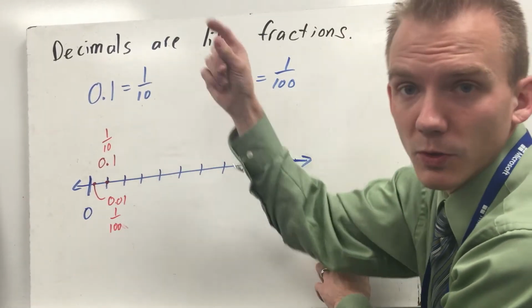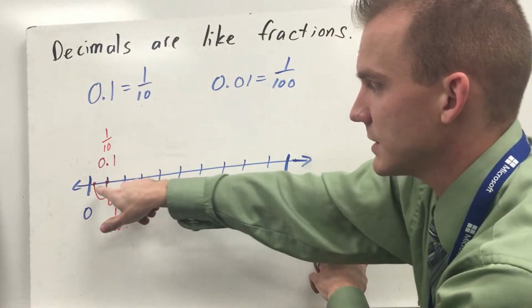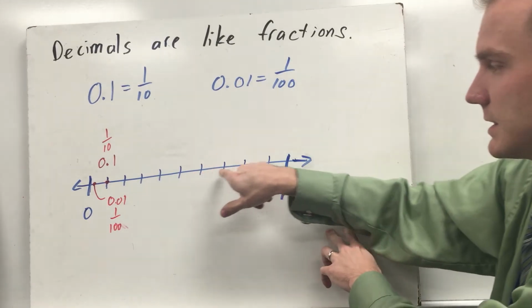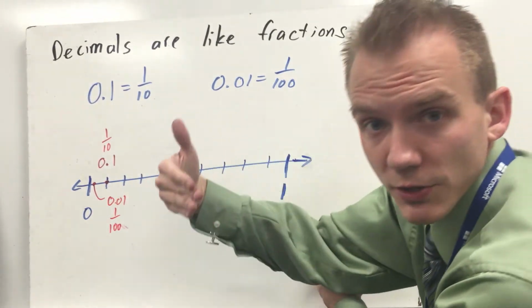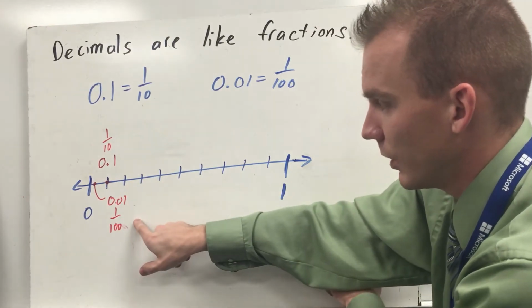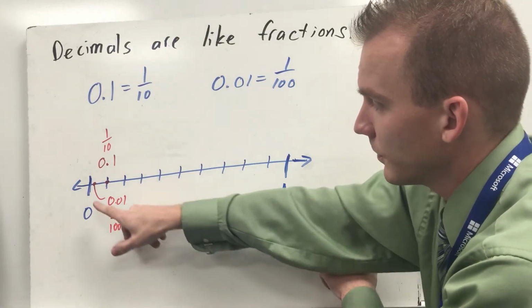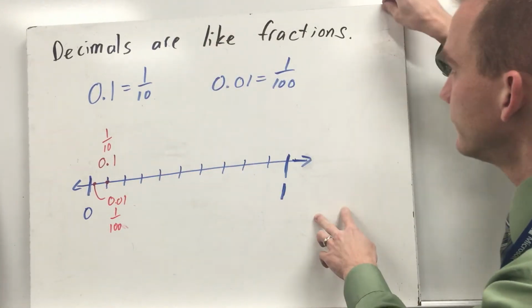If I took each tenth and broke it into 10 equal parts, I'd have 100 equal parts. Because you have 10 here, 10 here, 10, 20, 30, 40, 50, 60, 70, 80, 90, 100. So you'd have hundredths. And this one all the way next to 0 would be 1/100th. So you can see that 1/10 is going to be greater than 1/100th. And this is where they would fall on a number line.